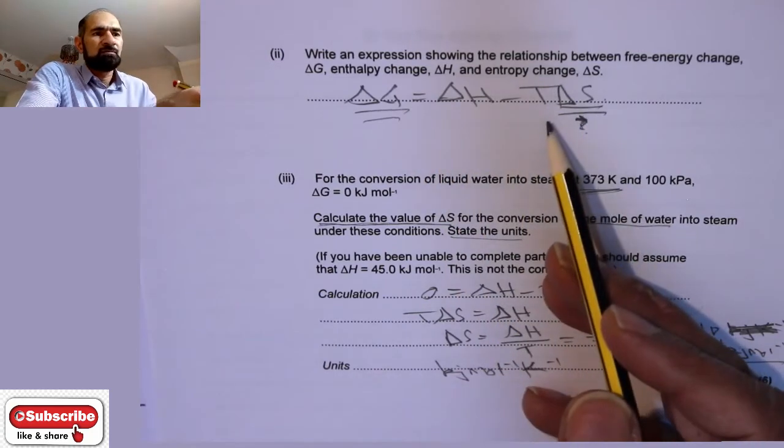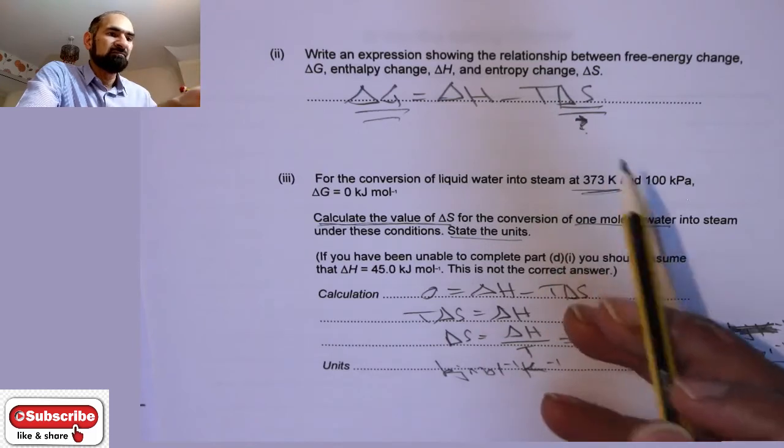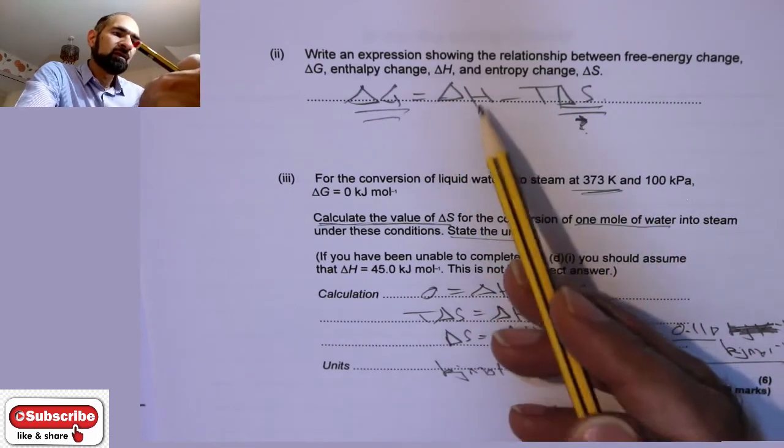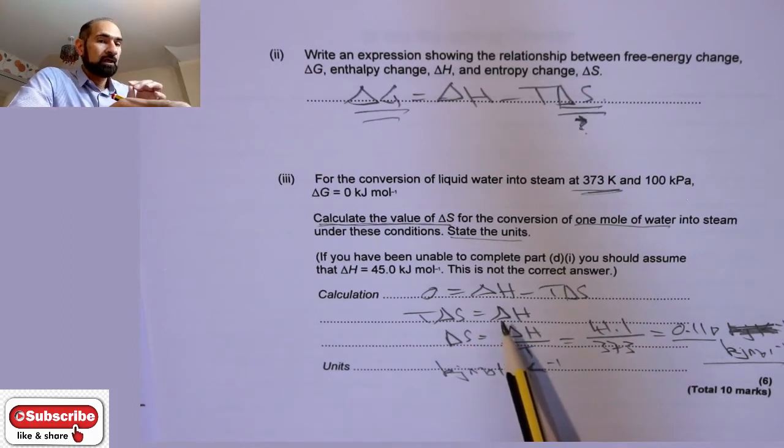Yeah, this is simply a matter of remembering this equation. It's not a difficult one to remember. Delta G equals delta H minus T delta S. The only thing here, though, I'm going to say you don't need this for this question.